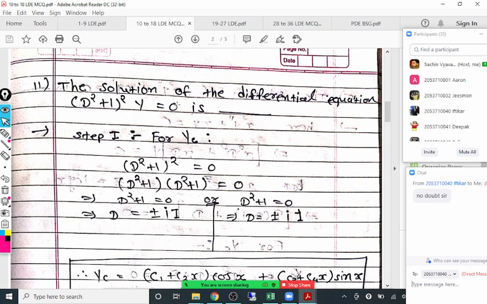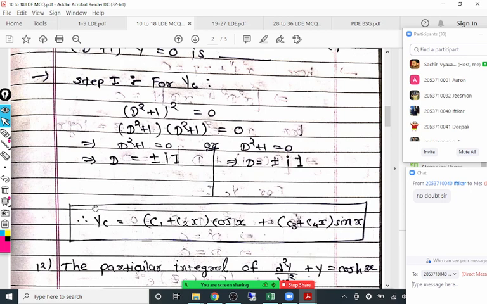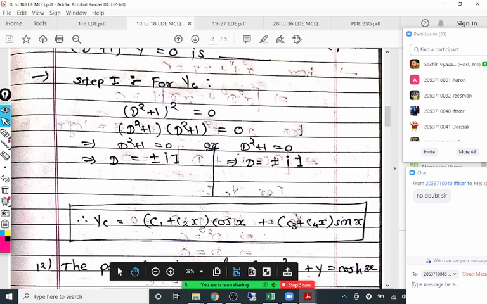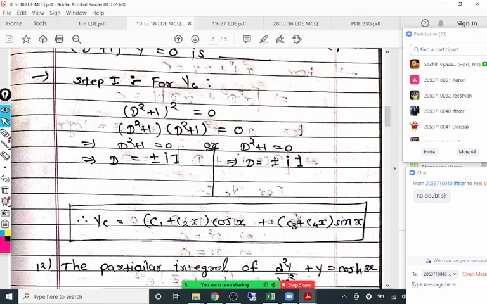So first thing, D squared plus 1, if you factorize, it is plus or minus i. Plus or minus i is a root, and plus or minus i is a repeated root. So complex repeated root. Same case as I think in question number 8 or 9 there. So (C1 + C2x) cos x + (C3 + C4x) sin x. That's the correct answer again. So this is one extra formula you have for complex repeated root. So this is a second example on complex repeated root.